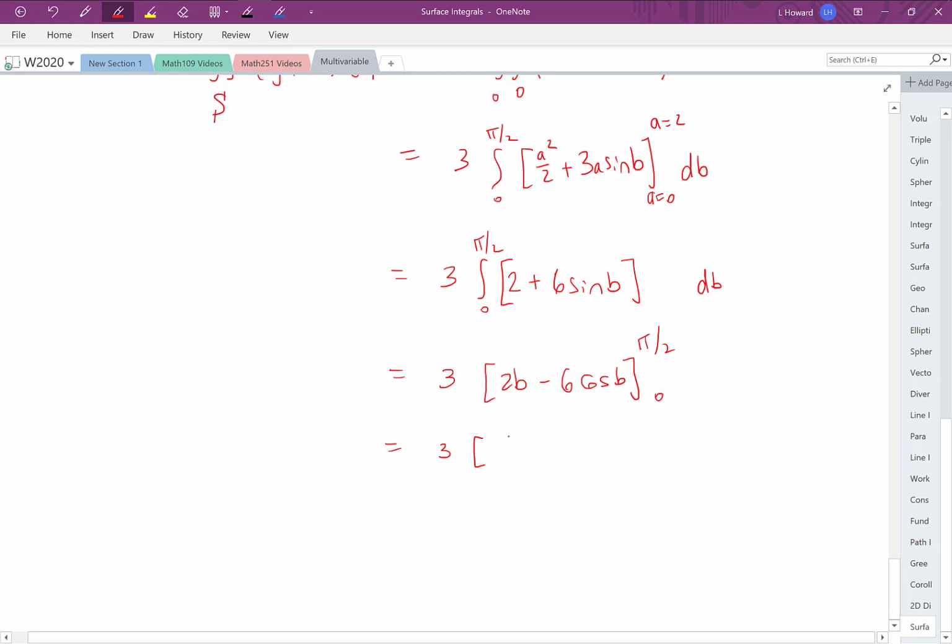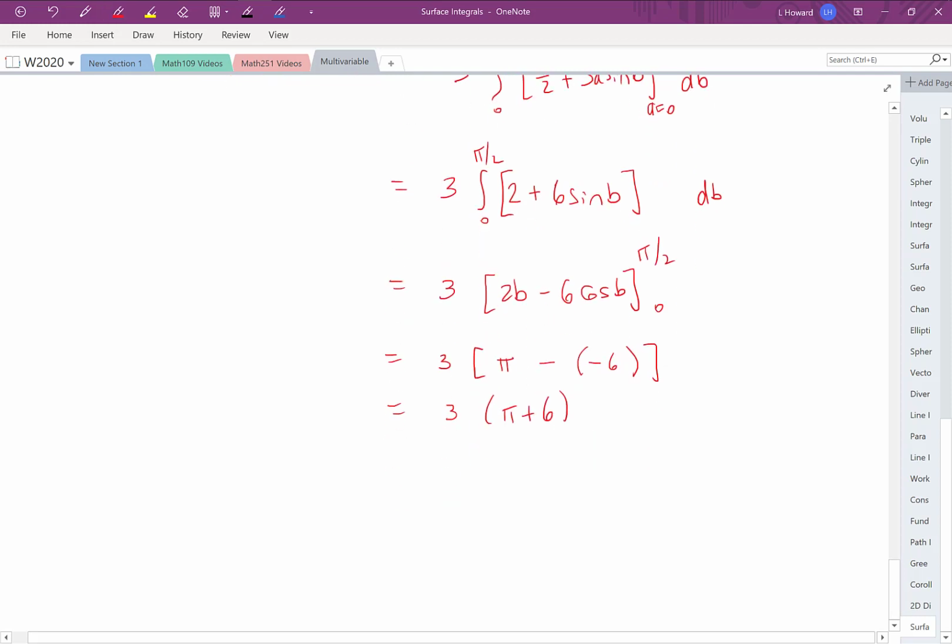So at b equals pi over 2, that would give us pi. Cos term is 0 at pi over 2, so we don't need to write that down. And then subtracting off the value at b equals 0, we'd have minus 0. And let's evaluate this minus 6 cos b at 0. So that would give us a negative 6. So we're going minus negative 6 there to get that done. So that's looking like 3 times pi plus 6. So we could leave our answer like that, or we could say 3 pi plus 18. So that's the value of our surface integral for a parametric surface.